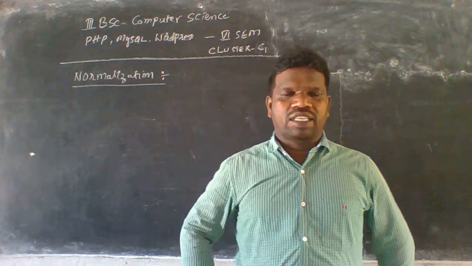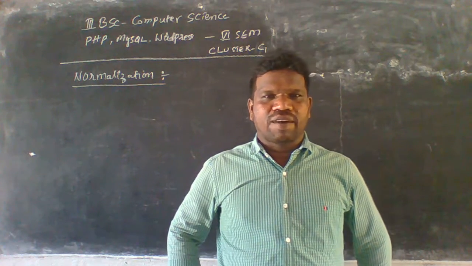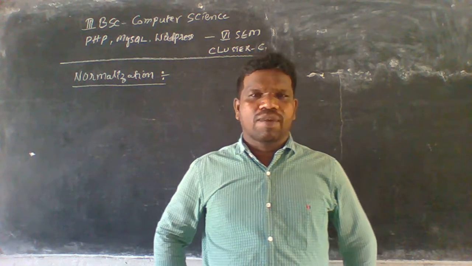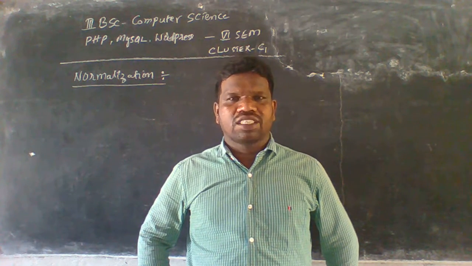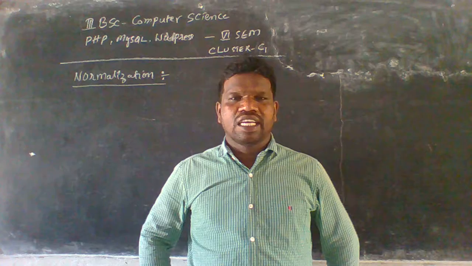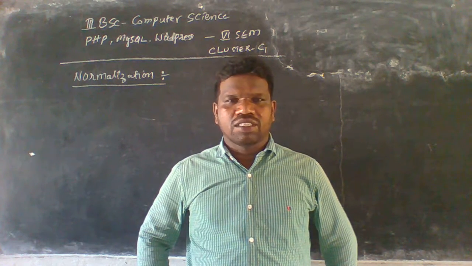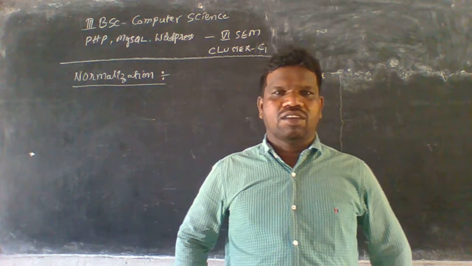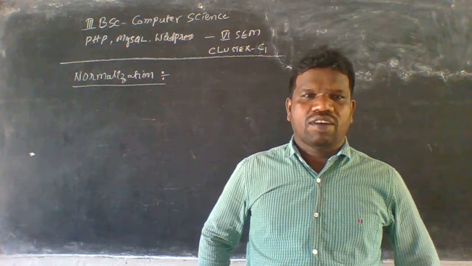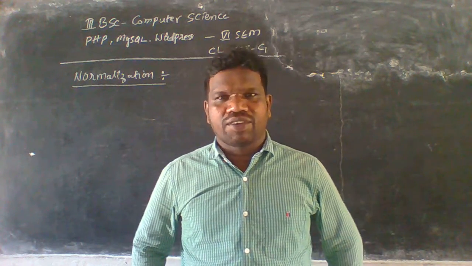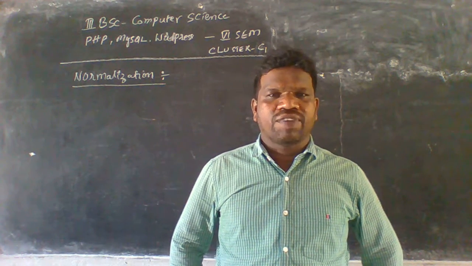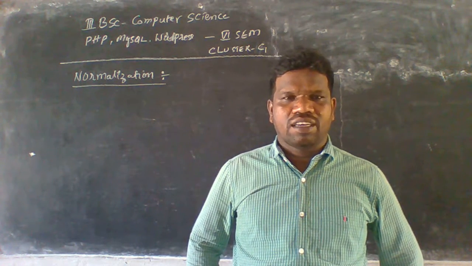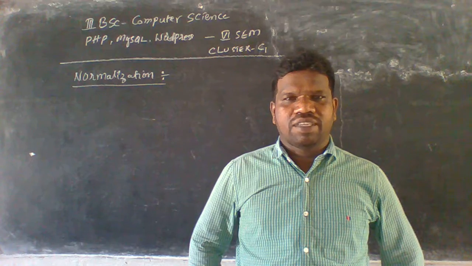We call it NF, where NF means normal form. What is the purpose of normalization? Normalization is used to reduce redundancy. Redundancy means duplication of the data. In this scenario, we have to reduce the duplication of the data, so that we can get the original data, and there is no repetition of the data here.